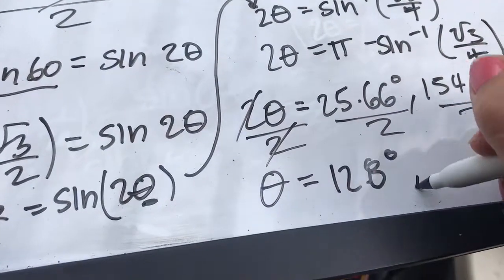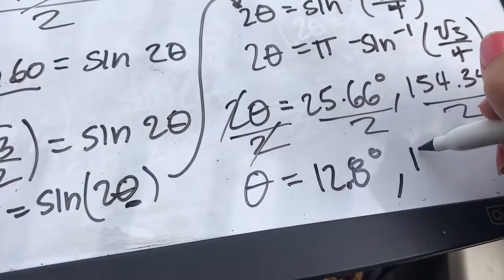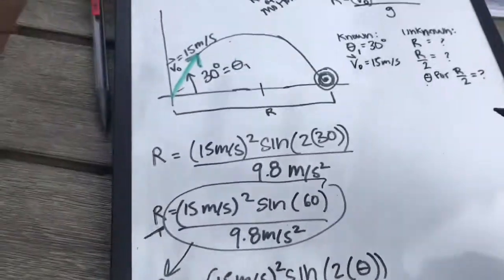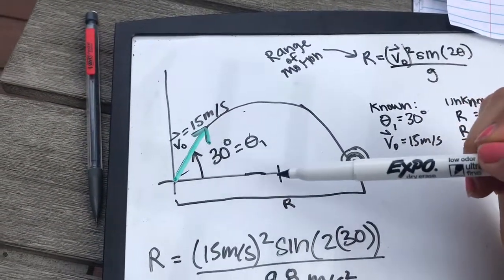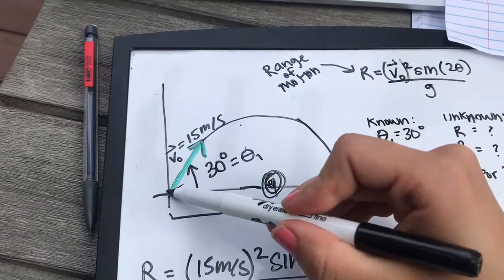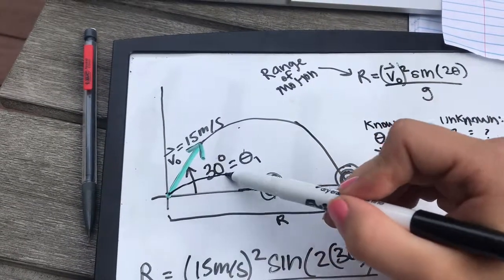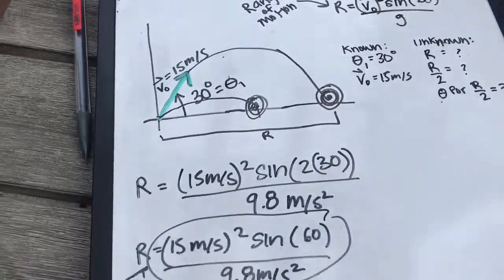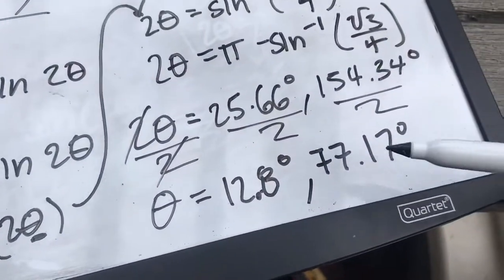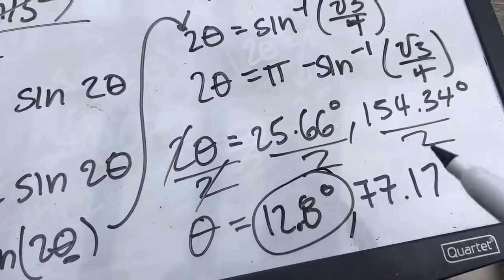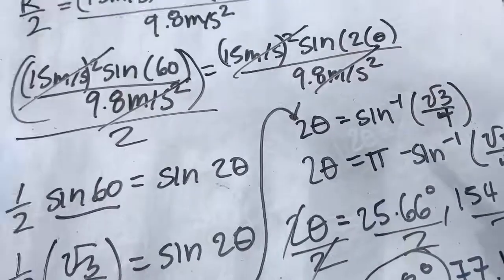12.8 degrees and 77.17 degrees. And if you think about it, the initial one was 30, and we're doing half of the distance, so we know that this is going to be probably less of an angle, right, if you think about it. So 77, an angle that's greater, doesn't make any sense, so this is going to be our answer, 12.8 degrees.